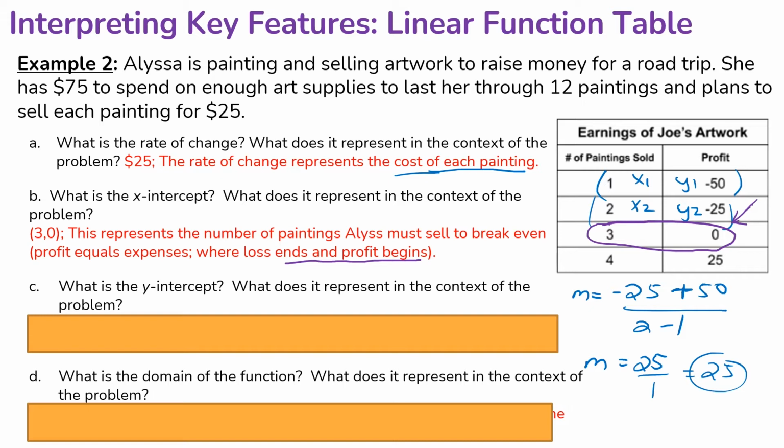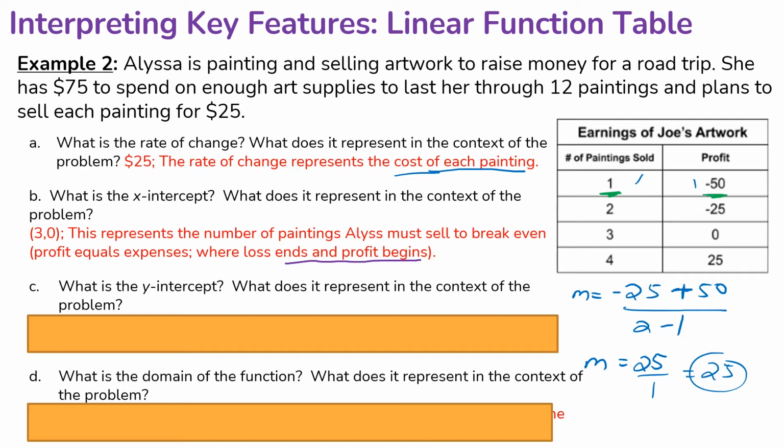For C, it says, what is the y-intercept and what does it represent in the context of the problem? If you notice here, we do not have a 0 for our x value. But if we keep going, if the independent variable is at 1, and our profit is at negative 50, we see that it is decreasing by 25.